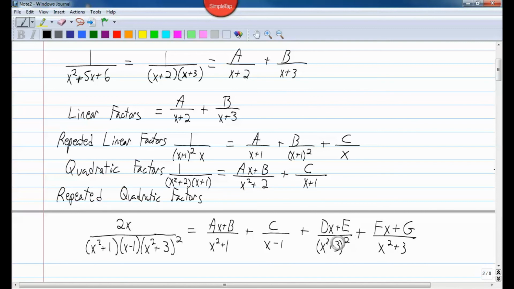So notice you have to do it twice, just like with the linear, how you had to do it twice, once with the second power, once with the first power. Now actually solving for these letters on the top, that's what we're trying to do, because then we can break it up into small fractions like this.